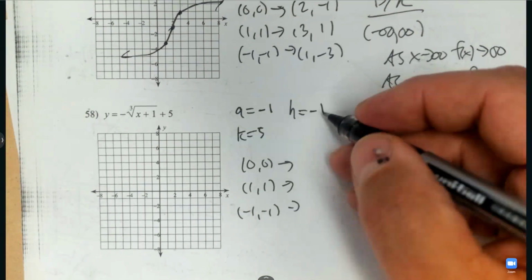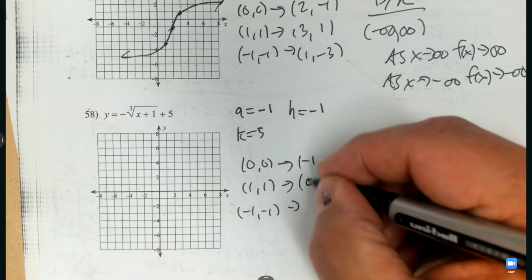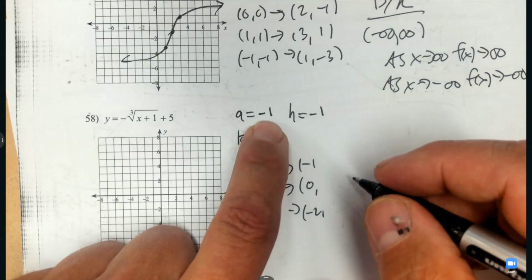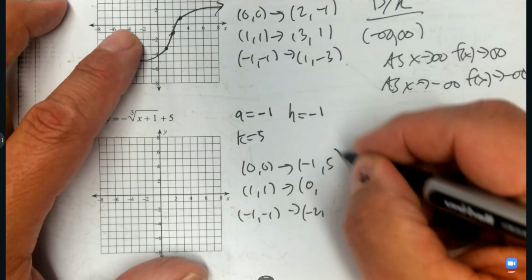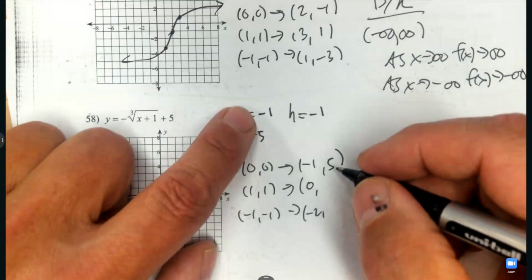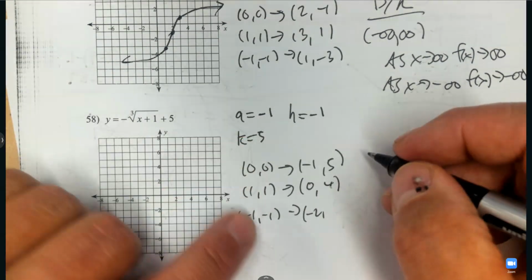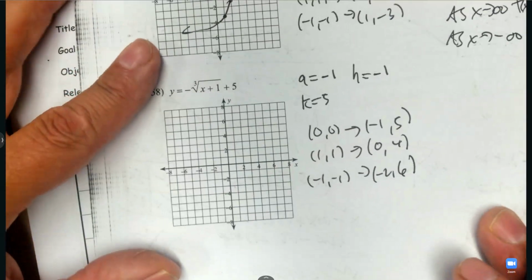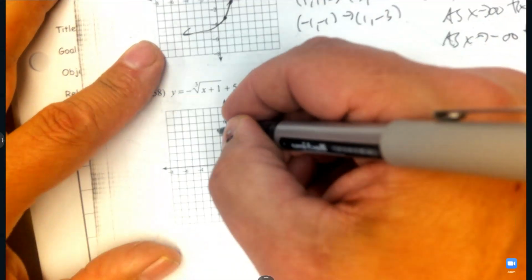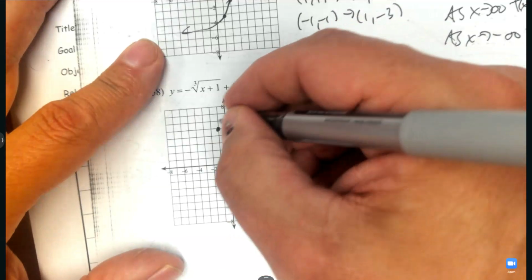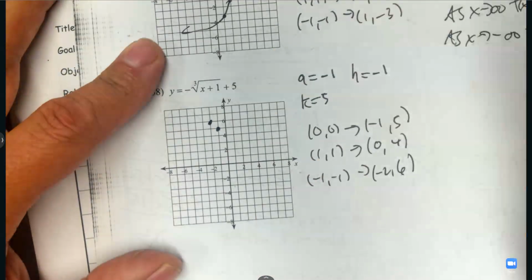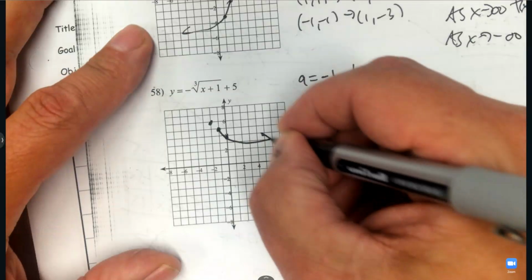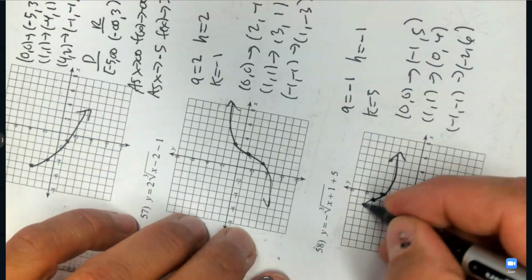So the x values, we're going to subtract 1 all the way down. To the y values, we're going to multiply by negative 1 and then add 5. So 1 times negative 1, and then add 5. Negative times the negative is positive 1, add 5. Those are the points that are going on my graph. Negative 1, 5, negative 2, 6. And what did I forget? 0, 4. So we're going to go down to the right and up to the left.